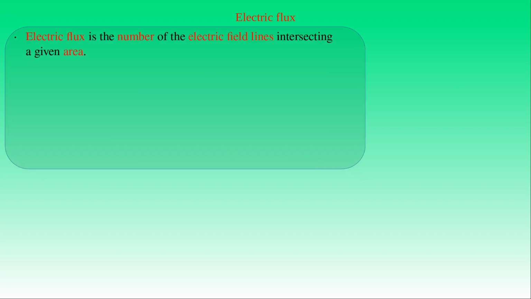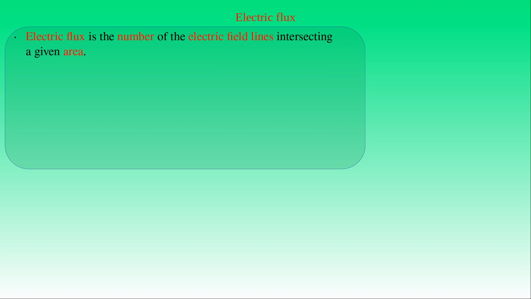By introducing the concept of electric flux, we can elucidate the topological properties of the electric field. The electric flux, or the flux of an electric field, is defined as the number of the electric field lines that intersect a given area. In other words, the flux is the rate of flow of the electric field through a surface per its area.